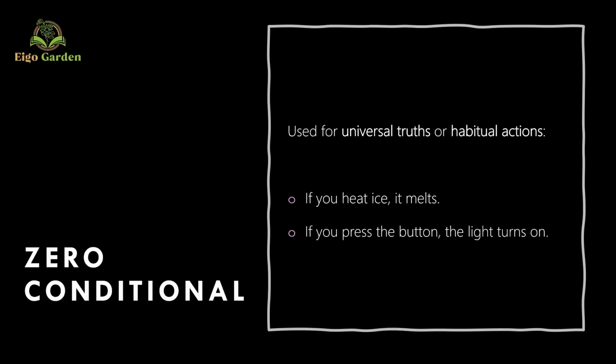Let's start with the zero conditional. The zero conditional is used for universal truths or habitual actions. For instance, if you heat ice, it melts. This isn't just a one-time occurrence, it's a fact that applies at any time. If the condition is met, it happens.